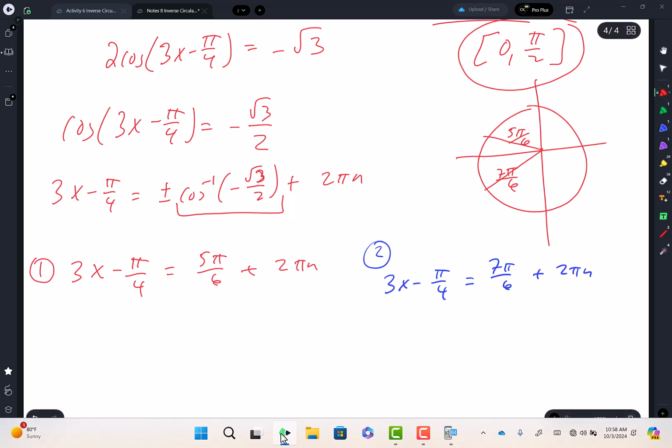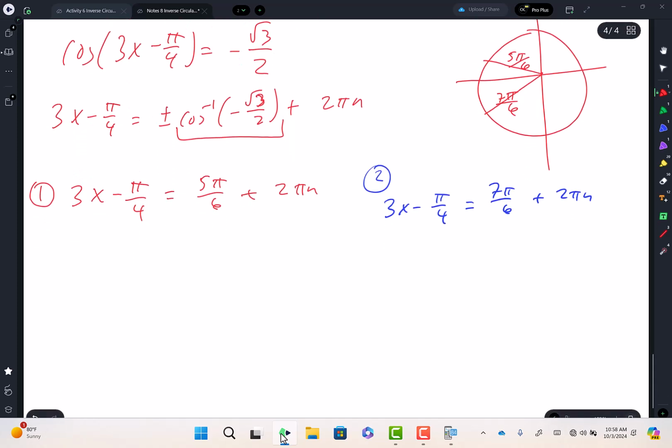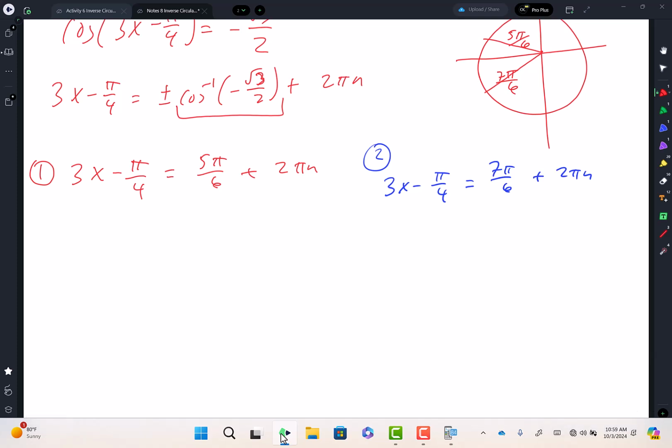All right. And relax. I'm going to go back to equation 1. I'm going to move the pi over 4. 3x equals pi over 4 plus 5 pi over 6. Are we still okay, guys? I'm going to find a common denominator. Don't worry, I'm slowing down. I see a 4, I see a 6. I'm going to multiply this one by 2 over 2 and this one by 3 over 3. My common denominator is 12.